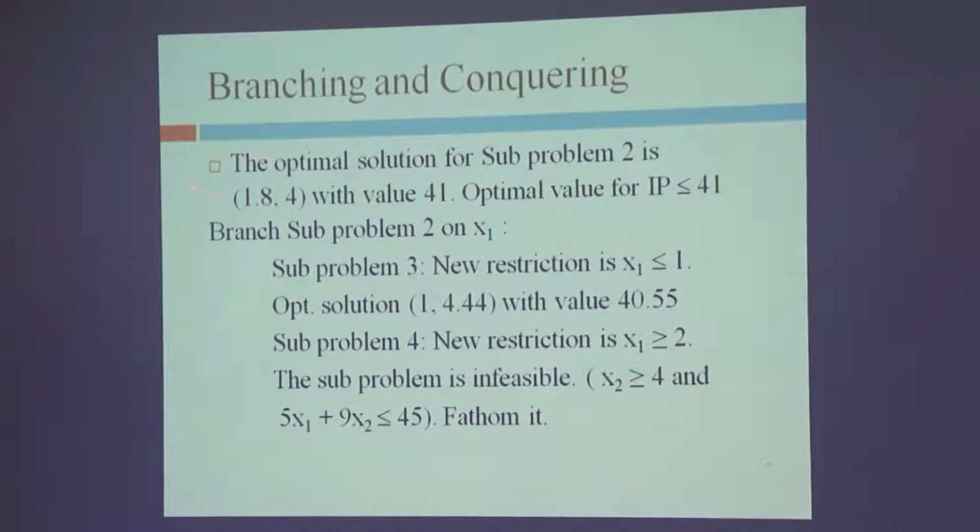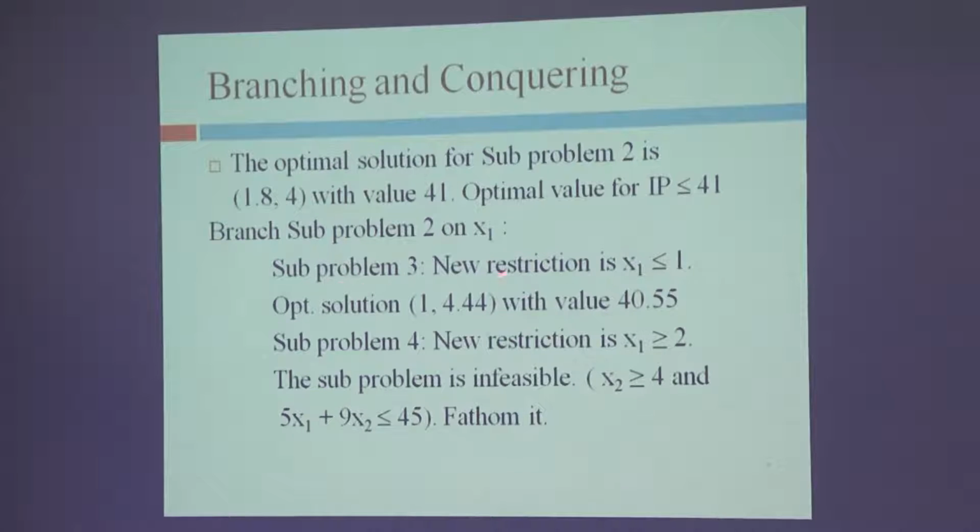The optimal solution is 41. Hence, the optimal value for IP is less than or equal to 41. And since I already have an integral solution of 39, the optimal value lies between 39 and 41. Now, again, I have a subproblem 2, which has a non-integral solution. So, again, we have to divide. We have 1.8, so less than or equal to 1 and greater than or equal to 2. Here the variable is x1.